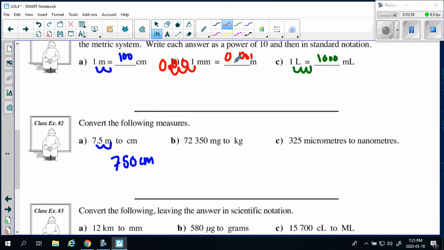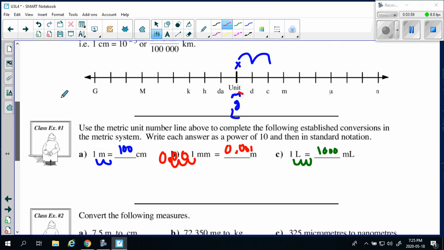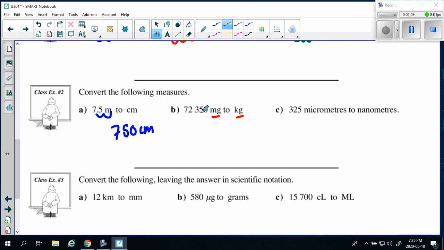If we're going from milligrams to kilograms, let's see. So milligrams is here and kilograms is here. 1, 2, 3, 4, 5, 6 steps to the left. So we're going to move our decimal place 6 steps to the left. 1, 2, 3, 4, 5, 6. So if we do that, we're going to have to add a 0 at the beginning. And that'll be kilograms.